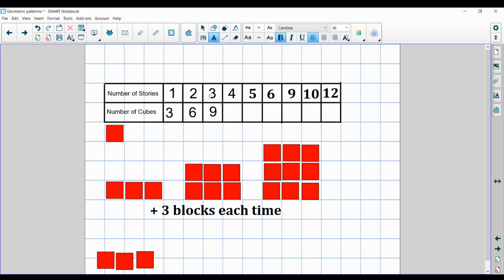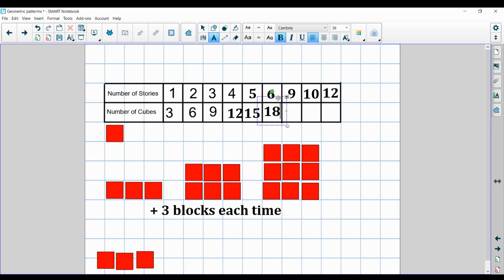All right, if you said multiply the number of stories by 3, you're correct. So now if I multiply 4 times 3, I'm going to have 12. Multiply 5 times 3, I should have 15 in the next. Multiply 6 times 3, I'm going to have 18.